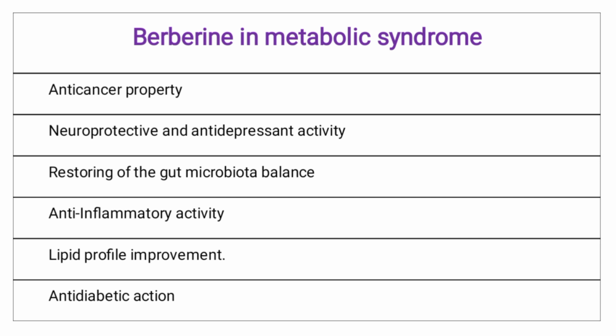Berberine in metabolic syndrome, the properties: it acts as an anti-cancer, it acts as neuroprotective, and it is used for antidepressant activity, for restoring the gut microbiota balance, for anti-inflammatory activity. It is used for lipid profile improvement, in insulin, and anti-diabetic action.